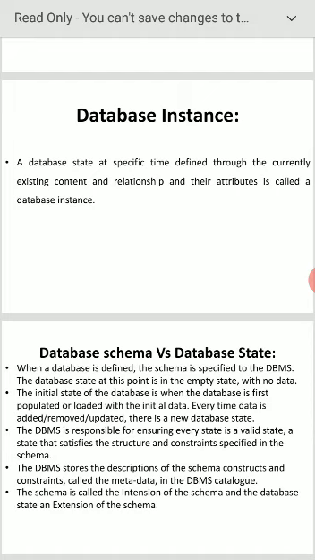Next. See, here the DBMS stores the description of the schema, constructs and constraints, called the metadata, in the DBMS catalog. The schema is called the intension of the schema, and the database state the extension of the schema. Intension of the schema, you have to define it. There is no value. The extension of that, when you store the values, then it is called what? That is the database state.